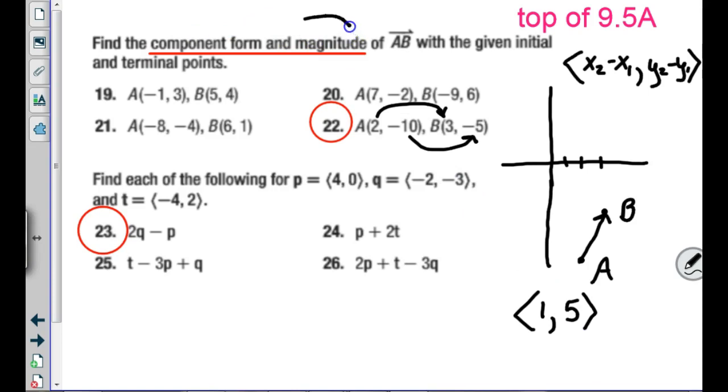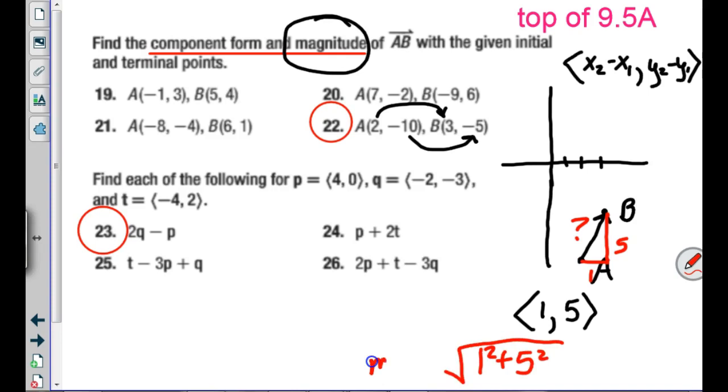All right, then it says find the magnitude. It just wants magnitude here. How do we find magnitude of this vector? Guys, how do you find magnitude always? Yes, it's saying it went over 1 and up 5. So we want the length of the vector. So it's 1 squared plus 5 squared. So the square root of 26 or some decimal. Everybody good on what magnitude is?